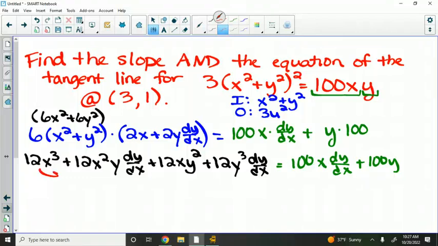So this guy I've got to move to the right. This guy I've got to move to the right. And then this guy I've got to move to the left.